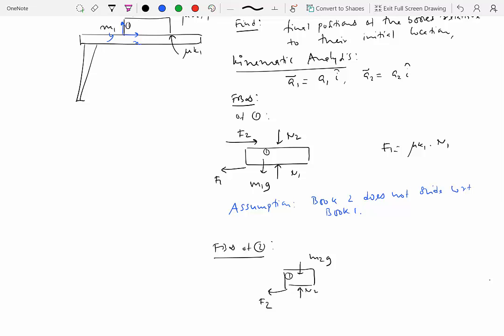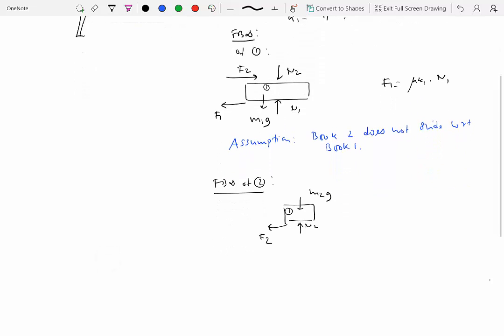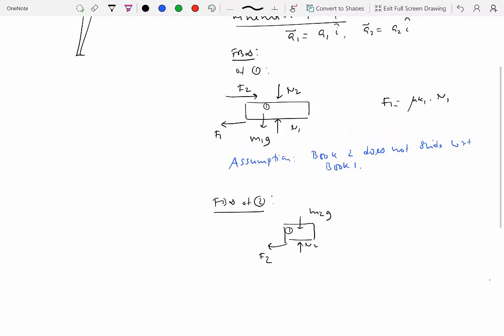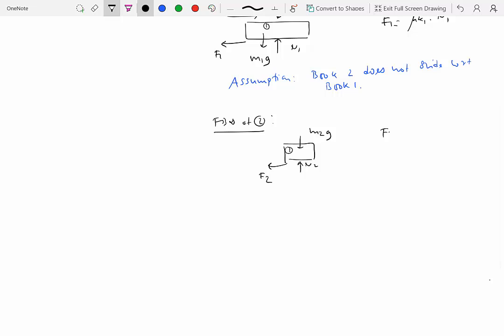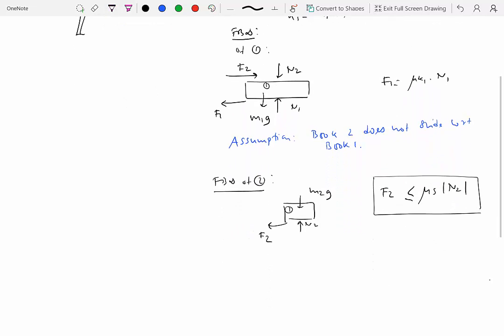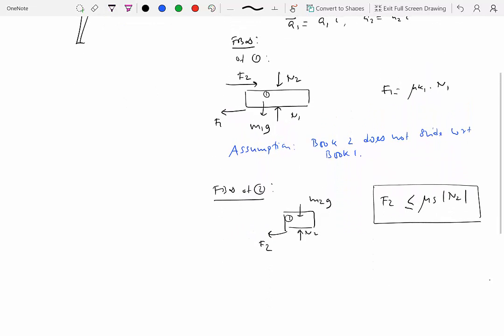And our assumption is that book 2 does not slide with respect to book 1. And of course, we have to make sure that this friction force, F2, is going to be less than or equal to mu(s) times N2, right? It has to be less than that because that is the upper limit. Mu(s) times N2 is the upper limit of friction force anywhere, okay? All right, so we have the free body diagram. Now we can apply Newton's second law, okay?